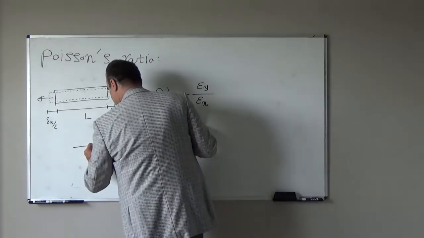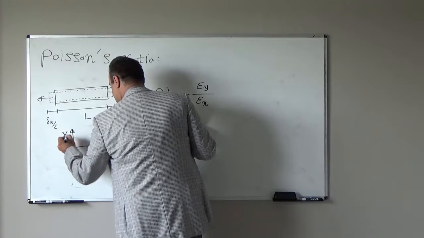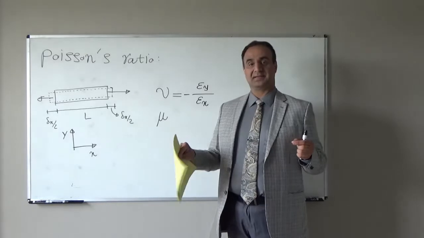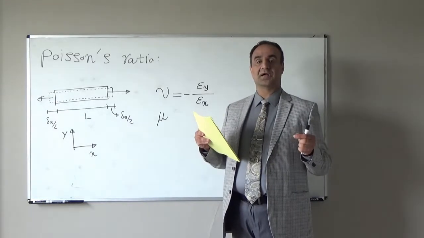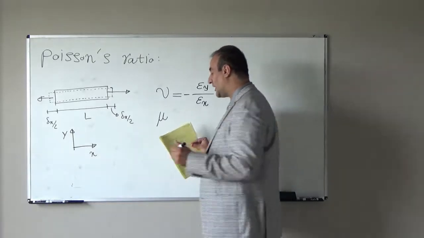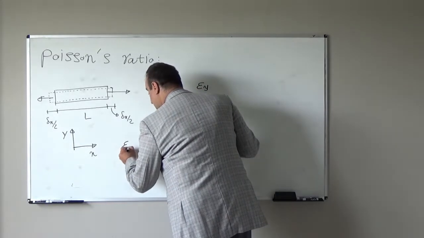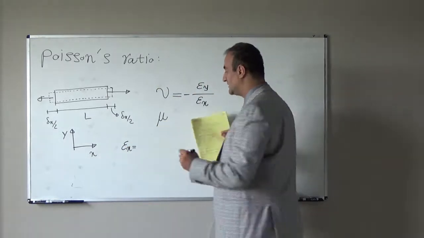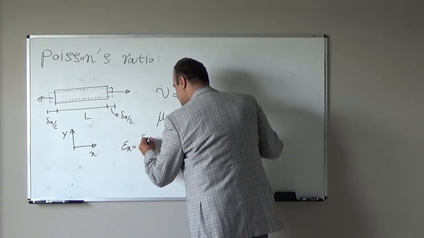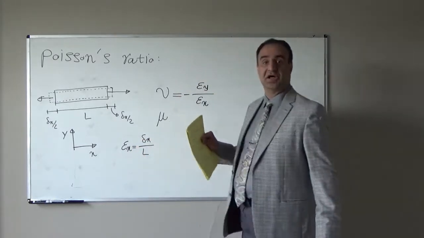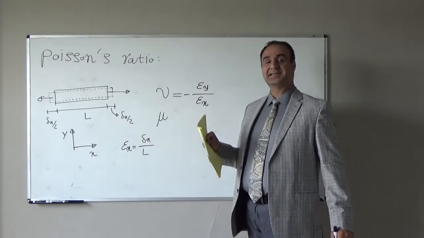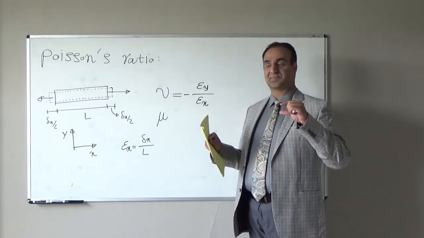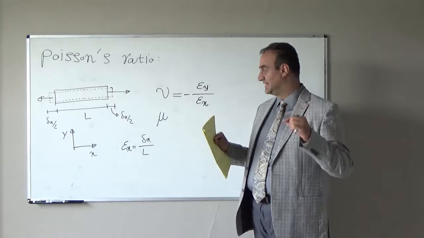If this is the x direction and this is the y direction, and I apply tension, this rubber band will elongate in the longitudinal or axial direction. So I can calculate a positive strain, the tensile strain, which is the deformation in the axial direction divided by the initial length. In the lateral direction, it gets smaller, it becomes thinner.